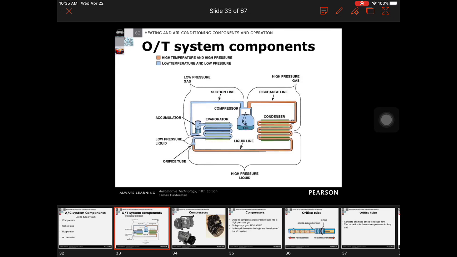All right, so we are going to stop right there for today. We will continue on, and we'll get into depth a little bit more with the condenser, the evaporator, and then we will talk about the accumulator tomorrow.